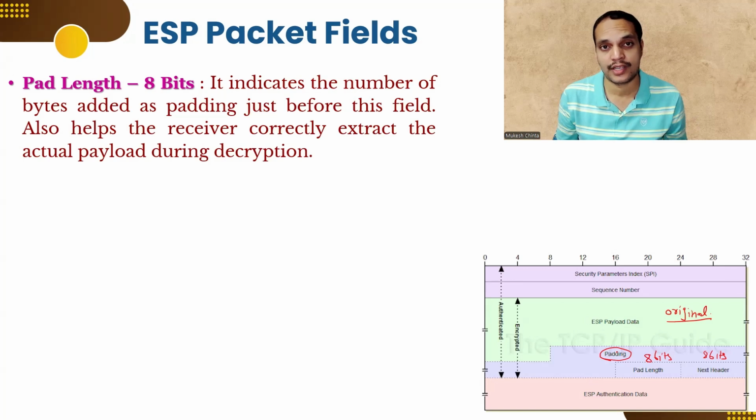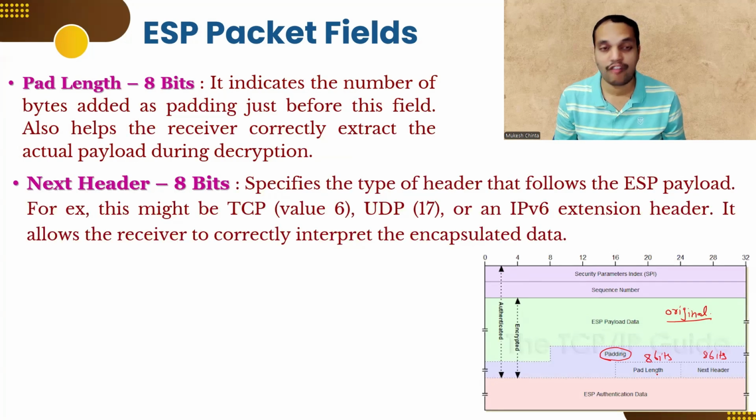So for the receiver to understand what is the actual data and what is the padding data, we use the padding length field. This enables the receiver to correctly extract the actual payload during decryption. That is the role of padding length.